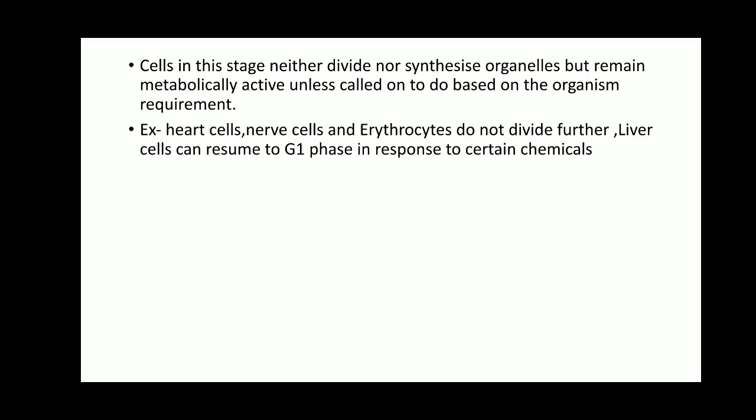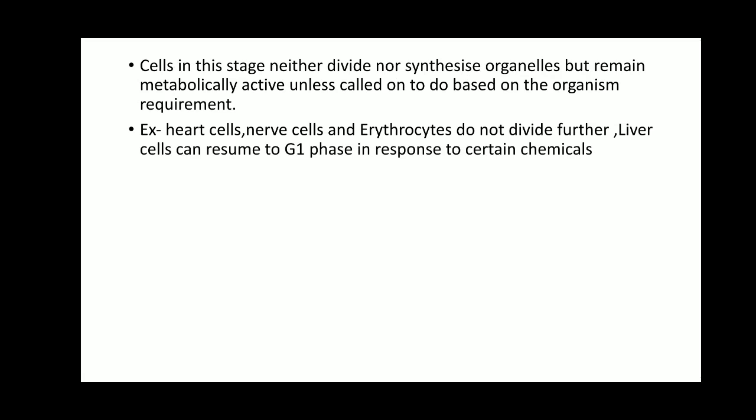Some examples of cells that are exiting the G1 phase and entering the G0 phase or the quiescent phase are heart cells, nerve cells, and erythrocytes. They do not divide further and they remain in this phase for the long term or permanently. But in the case of liver cells, these cells can once again continue the pathway. They can resume G1 phase or enter into the S phase in response to certain stimuli, that is, certain chemicals such as cyclin proteins. When the cyclin proteins that control the flow from one stage to another are formed, then automatically these liver cells will enter into the cell cycle.